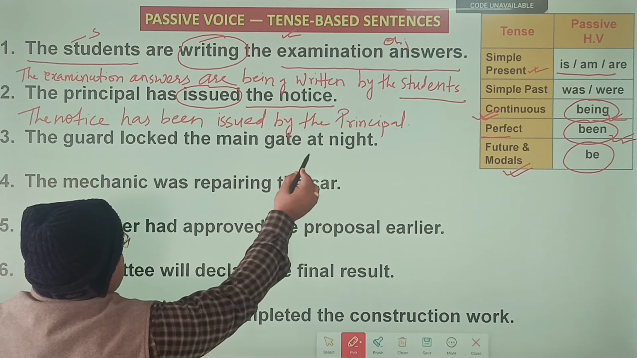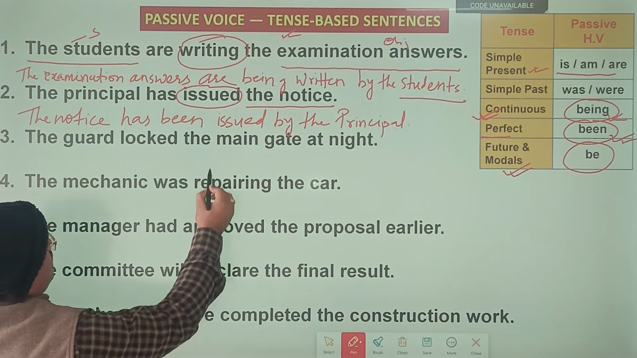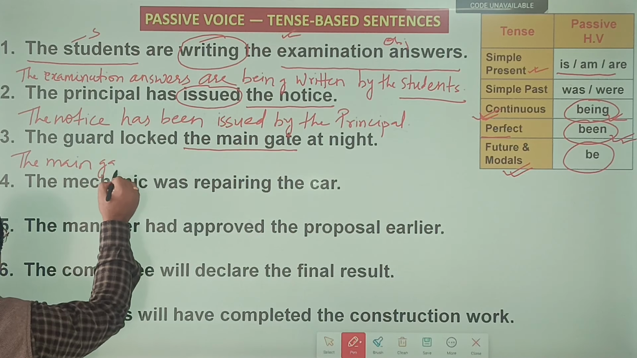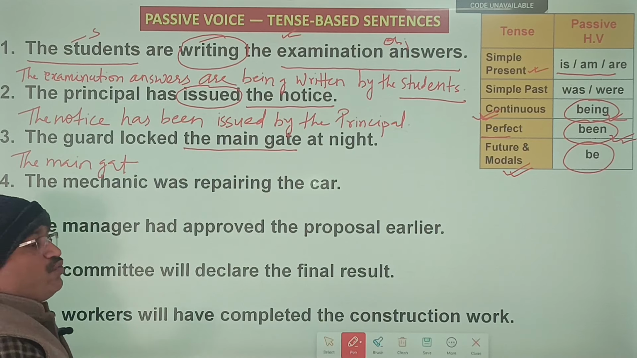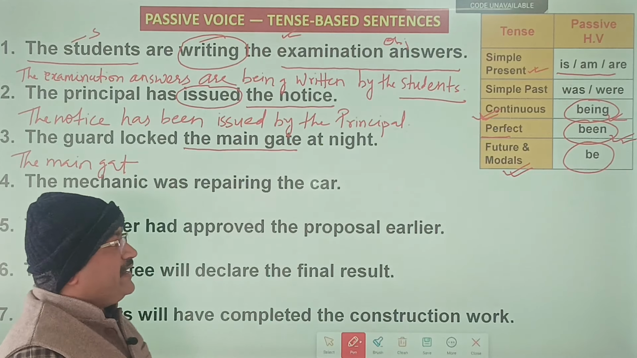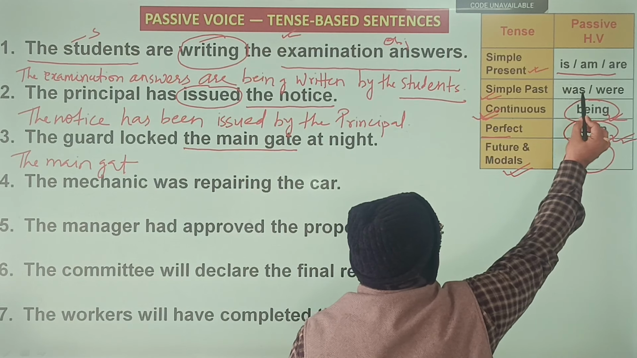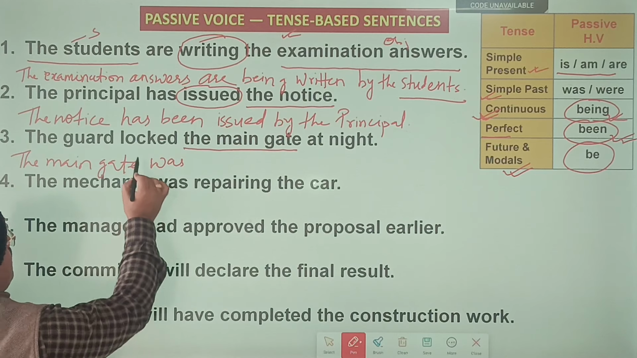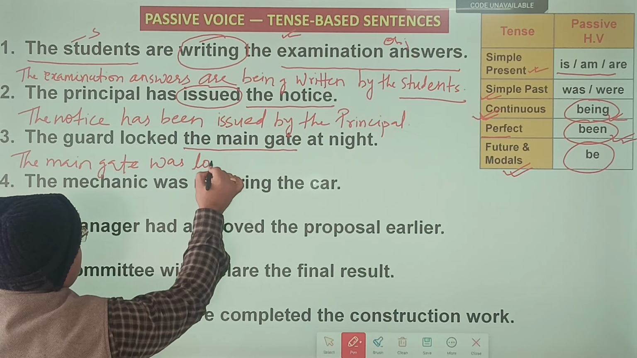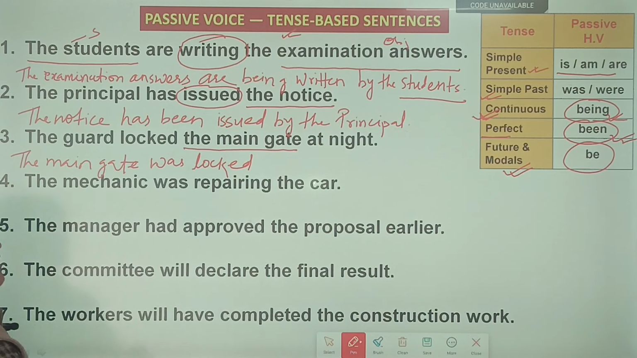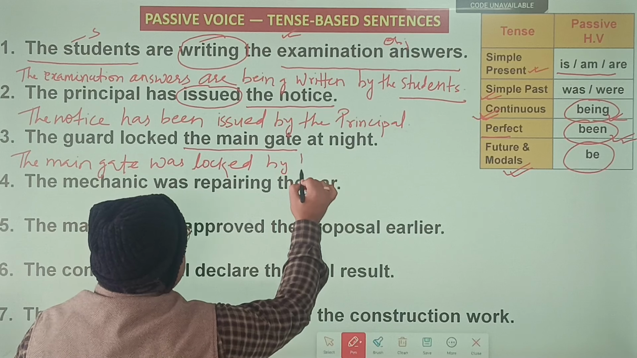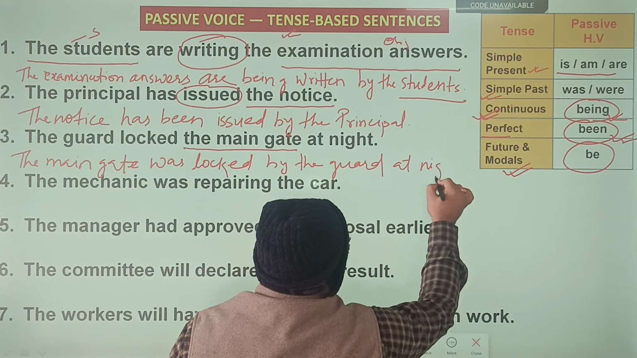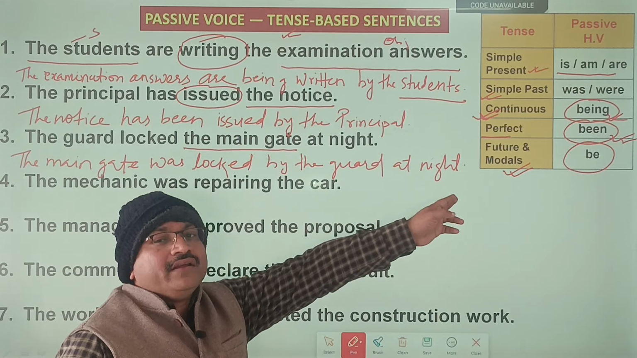The guard locked the main gate at night. Okay, what is the object here? The main gate. Now start with the main gate. Now identify the tense. The tense is past simple, past indefinite. Then in simple past, what is the helping verb? Was and were. So the main gate was. Singular, the main gate was. Now the past participle of lock, the main verb, is locked. The main gate was locked by the guard at night. The time reference comes at the very end of the sentence.